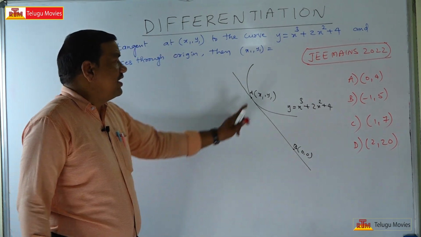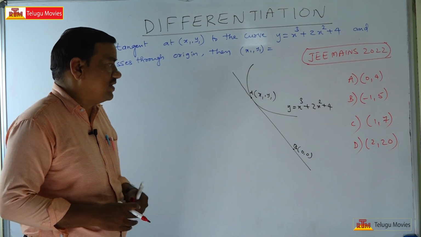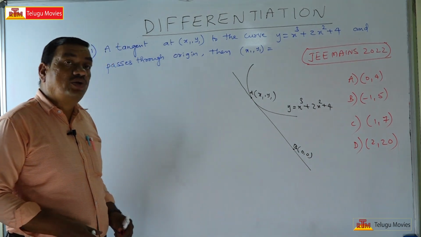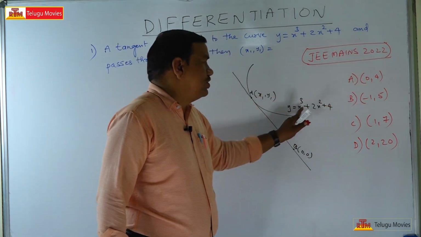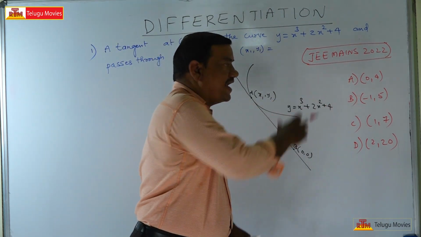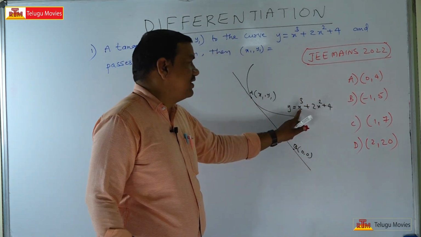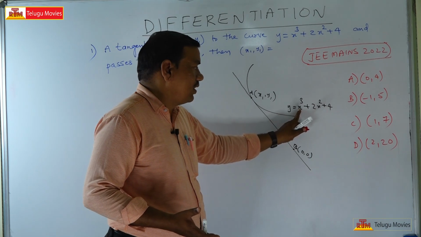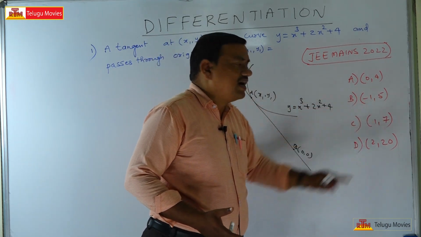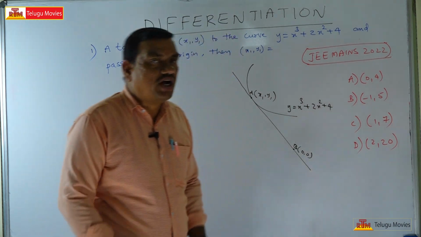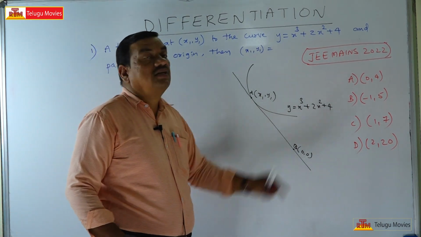If you observe, x1 y1 lies on the curve y is equal to x cube plus 2x square plus 4. Therefore, we can do the option verification. Substitute x is equal to 0, here y is equal to 4, therefore option A is right. For minus 1 comma 5, substituting minus 1 gives minus 1 plus 2 plus 4, that is 6 minus 1, 5. And 1 comma 7 satisfies, 2 comma 20 also satisfies. So all 4 options satisfy this equation.